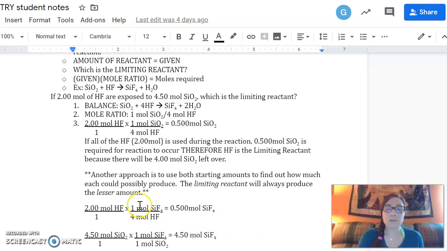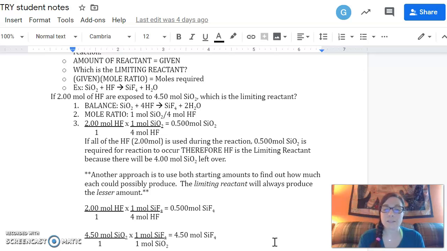And that's right here. This is where I'm at. Now, if you set up the same calculation, but starting with your other given amount, 4.5 moles of SiO2, you will see that you can produce 4.5 moles of SiF4, the product that we chose.